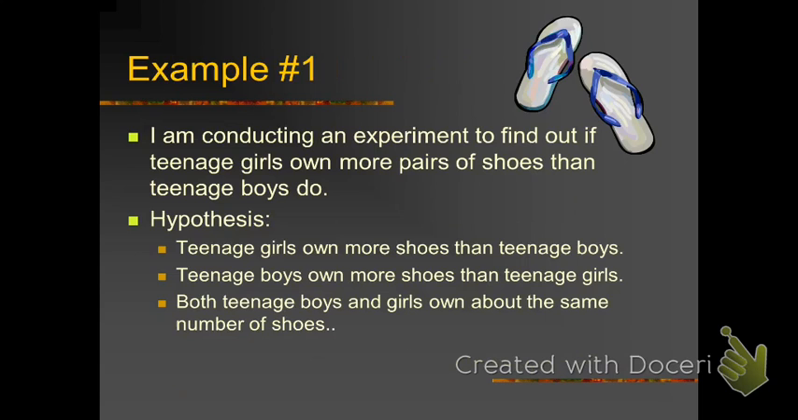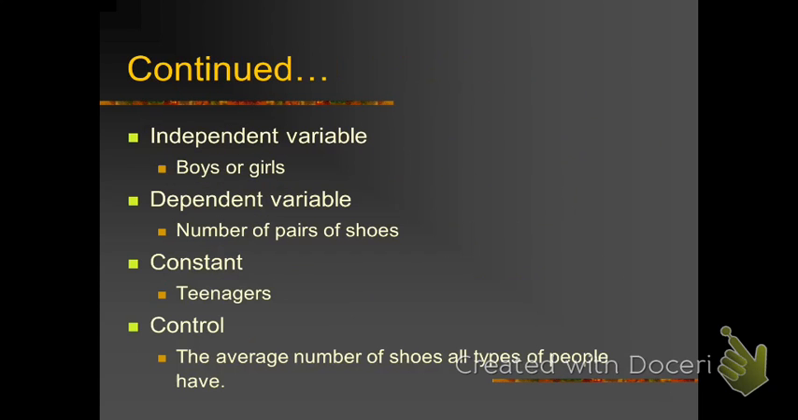Let's look at the next slide. And so we can see here my independent variable was who I asked, the boys or girls. My dependent variable was the number of pairs of shoes. I only have one constant listed here, the teenagers, but you could put that you're asking about shoes as another constant. And then lastly, as a control for this experiment, what we could do is compare the number of shoes that teenagers own to the average number of shoes all types of people have.